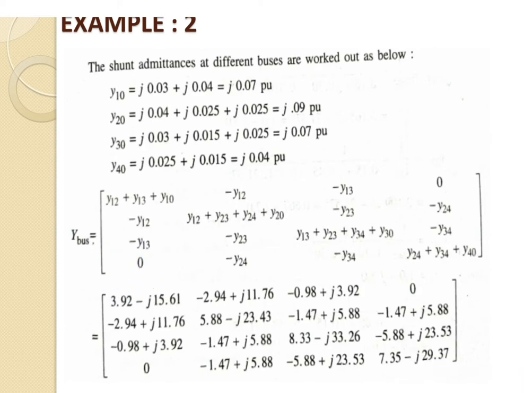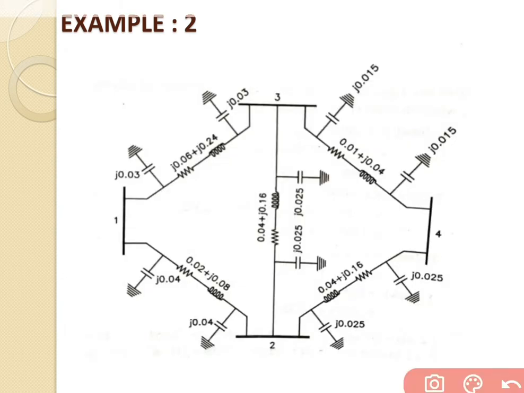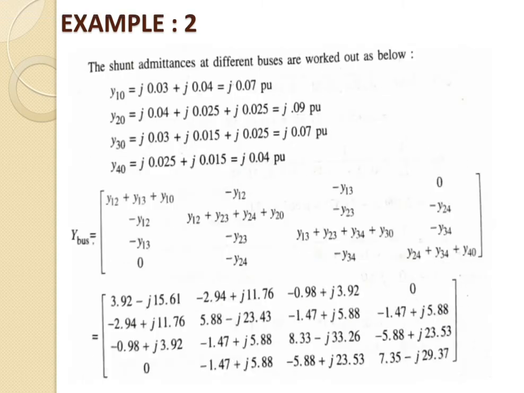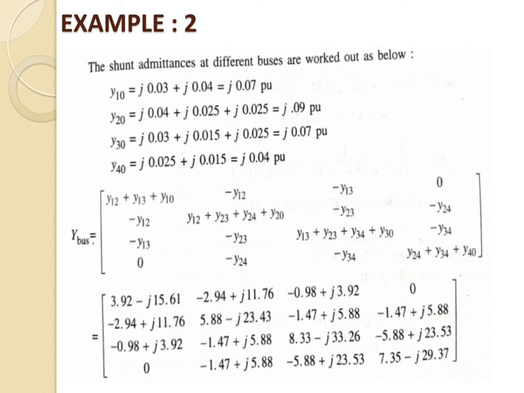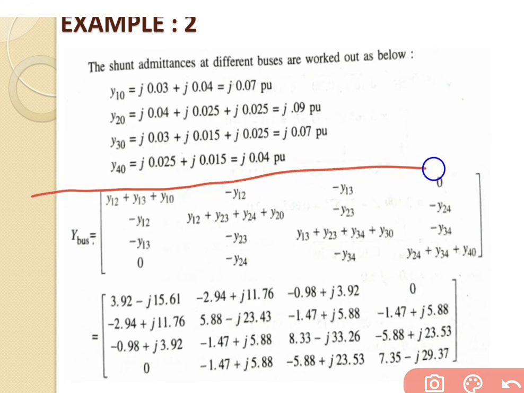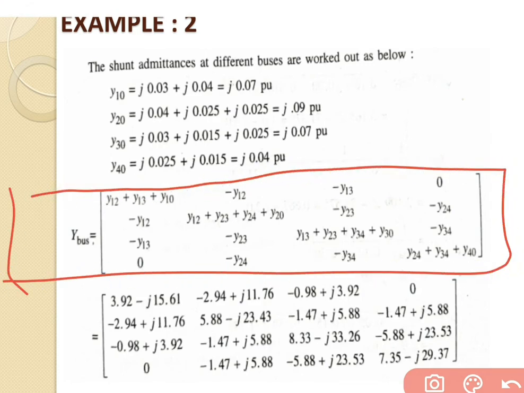Because there is no connection from 4 to 1, y41 is equal to 0. Then we have minus y24, then minus y34, and the last one is y44. So y44 is equal to y43 plus y42 plus y40, that is y34 plus y24 plus y40. So this is the equation for the shunt Ybus.